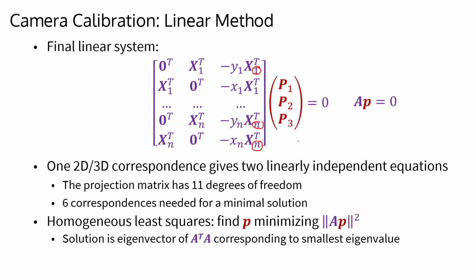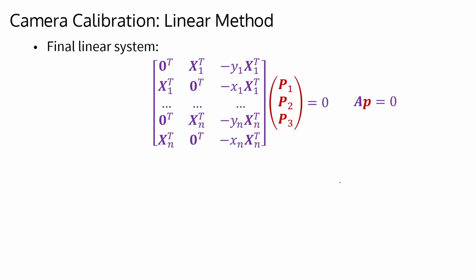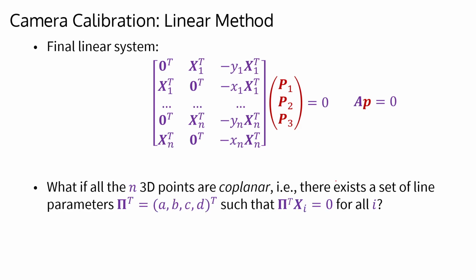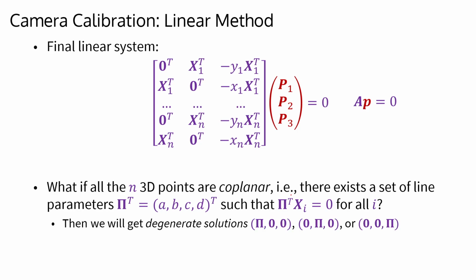Find P minimizing the norm squared of AP. The solution can be found using the eigenvector of A transpose A corresponding to the smallest eigenvalue. Using that we can find P. But if all the 3D points are coplanar, that is on one single plane, then there exists a set of plane parameters Φ transpose equal to (a, b, c, d) such that Φ transpose Xi is 0 for all i. Then we will get degenerate solutions, so it is not possible to estimate P in this case.